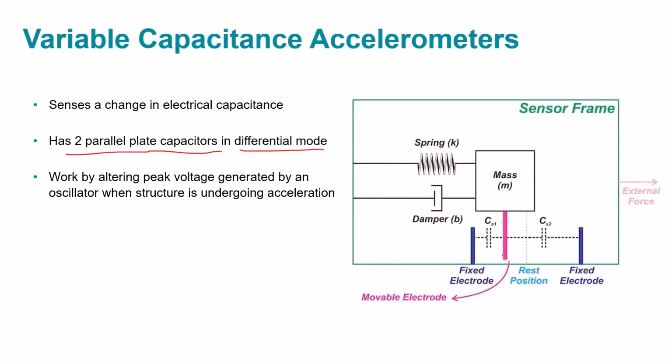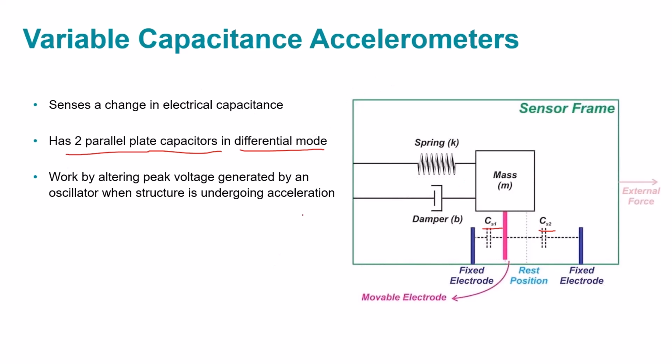So here we've got this little movable electrode. It's connected to a mass spring damper system, and like we said, as this mass is excited because of some acceleration, this electrode is going to move, and it's going to move either closer or farther away from the capacitors. And as it does that, the capacitance is going to change, and we can measure that. The change in capacitance is directly proportional to that acceleration. And it's proportional because we can find out the difference between one capacitor here and one capacitor here. This is sort of how variable capacitance accelerometers work.